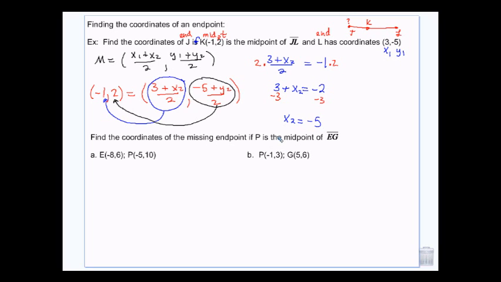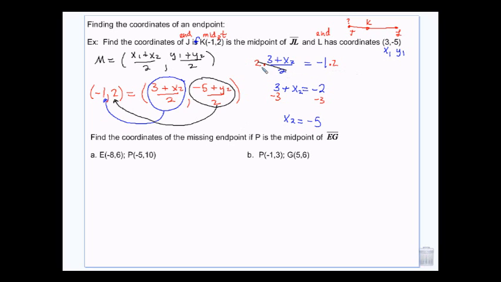Because you have to get rid of the fractions, you multiply everything by 2. To get rid of the divide by 2, we multiply by 2. Here, times 2, times 2. These cancel.